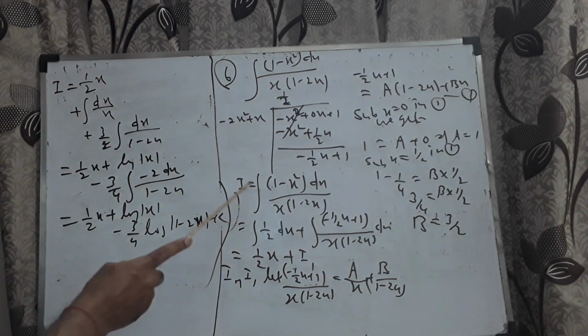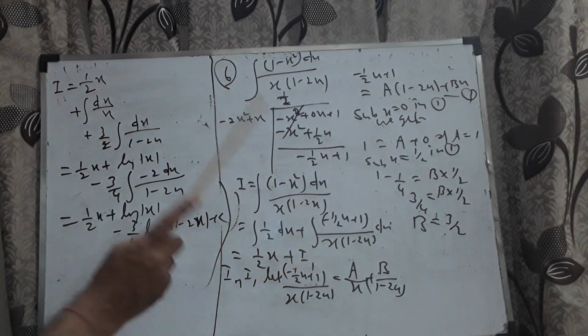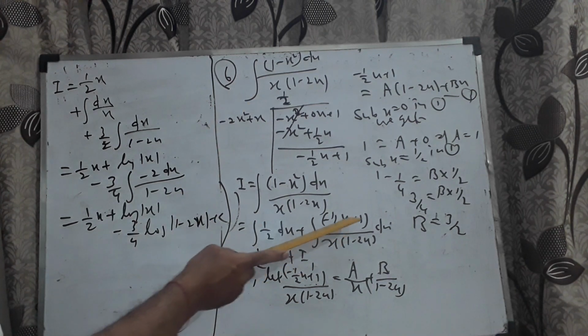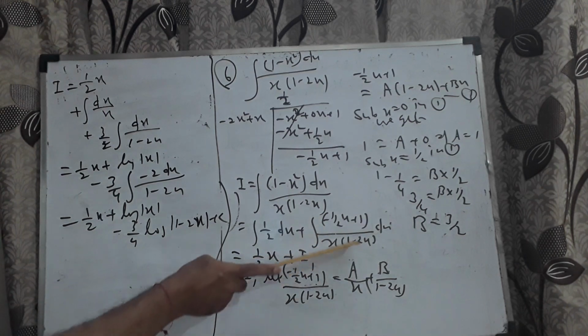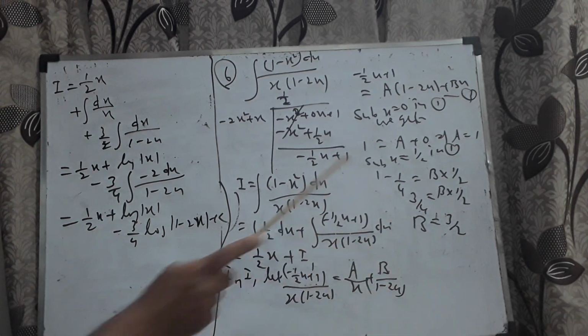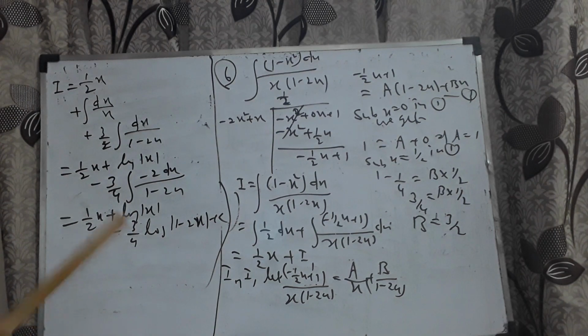Call it as I. Here half x plus, call it as I1. Here I write the whole quantity here. Don't write integral dx etc. This quantity becomes a by x plus b by (1 minus 2x). The application of partial fractions.